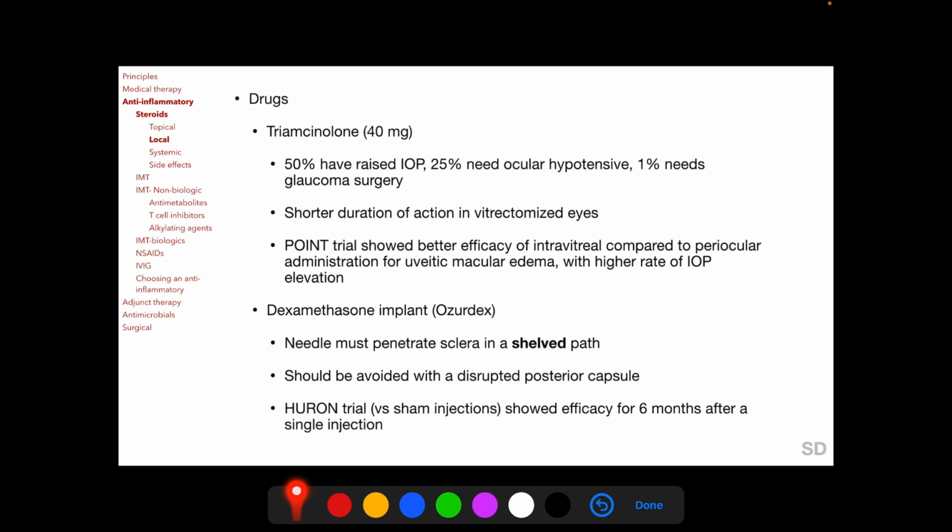We can also inject the dexamethasone implant called Ozurdex for treatment of uveitic macular edema, and we must remember that during injection of the Ozurdex implant, the needle must penetrate the sclera in a shelf path, and the dexamethasone implant should be avoided with a disrupted posterior capsule because the implant may migrate into the anterior chamber and cause corneal damage. The HURON trial of Ozurdex versus sham injection showed efficacy of the dexamethasone implant for 6 months after a single injection.